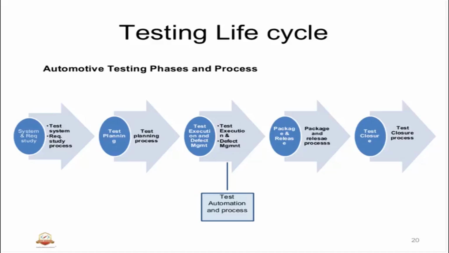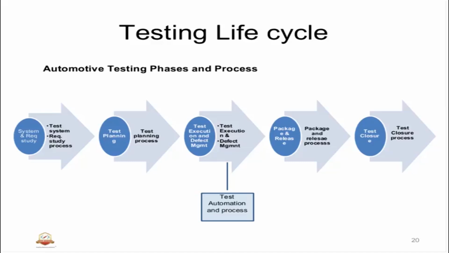For example, take an engine control unit or a telematic system or any braking control system or any vision system, as part of automotives, specifically cars. Okay, we will touch base on each one. What do we do in system and requirement study, in test planning, in test execution and defect management, and in package and release? Each one has its own process. For system and requirement study, you see in the arrow, there is a process defined.